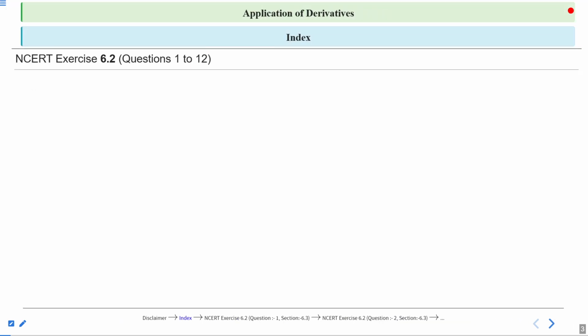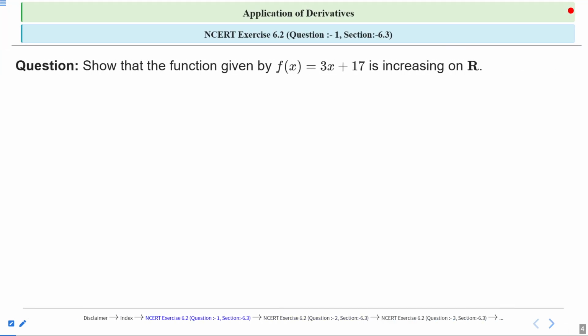So in this lecture, we will study NCERT exercise 6.2. We will try to cover question number 1 to question number 12. So let's start now. Let's start with question number 1, NCERT exercise 6.2.